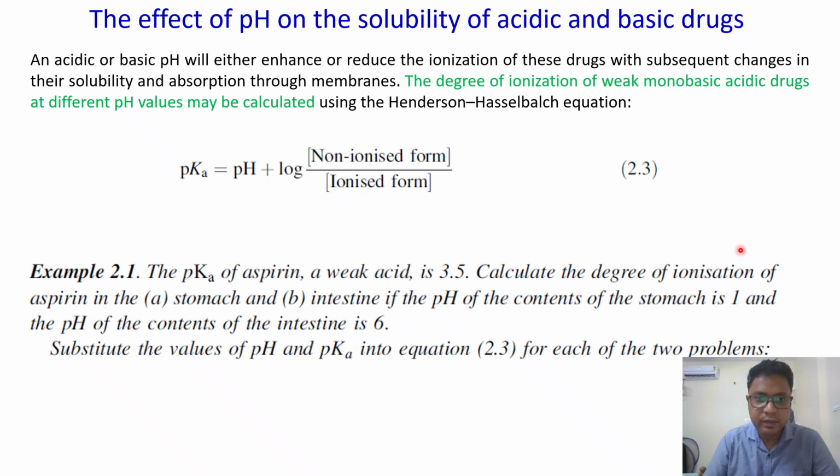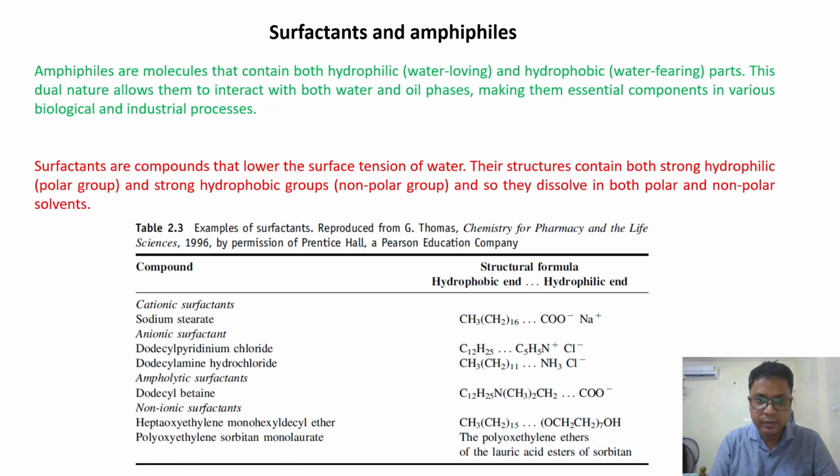So how can we calculate the pKa value? pKa is equal to pH plus log of the concentration of the non-ionized form divided by the concentration of the ionized form. So this is how we can calculate the pKa value of a drug.